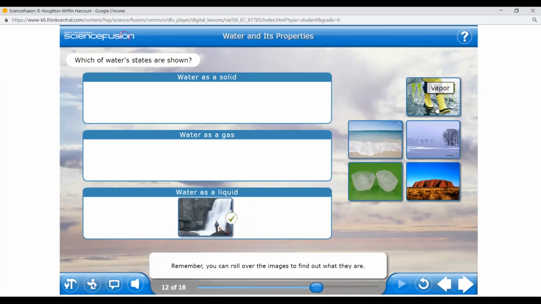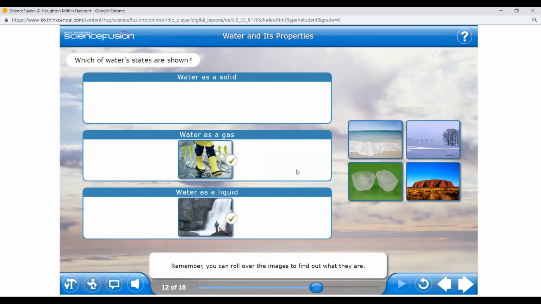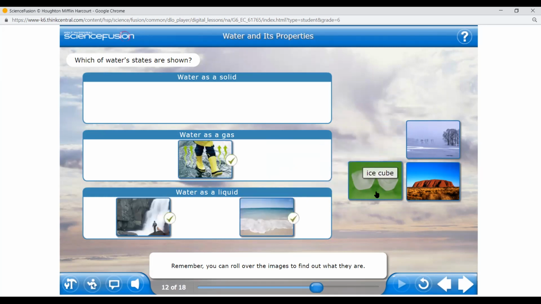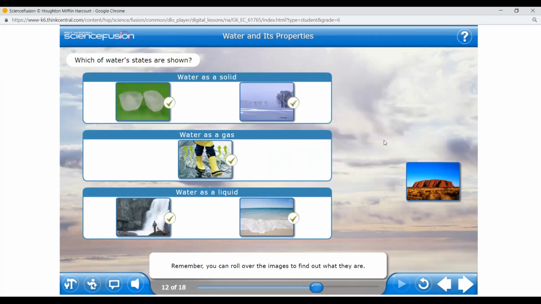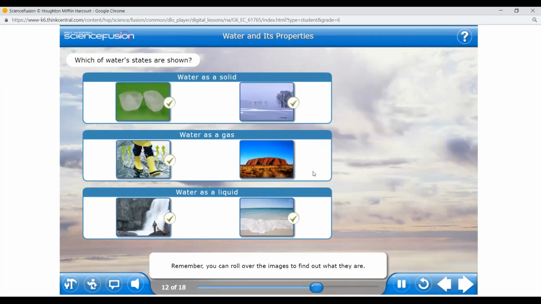Vapor? Gas. Ocean? Liquid. Ice cube? Solid. Frozen pond? Solid. Air? Excellent. Gas.